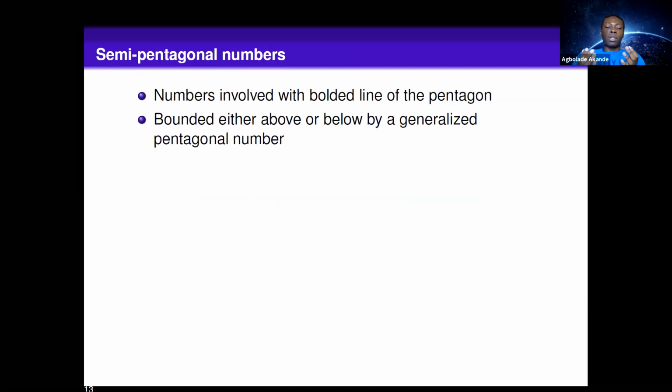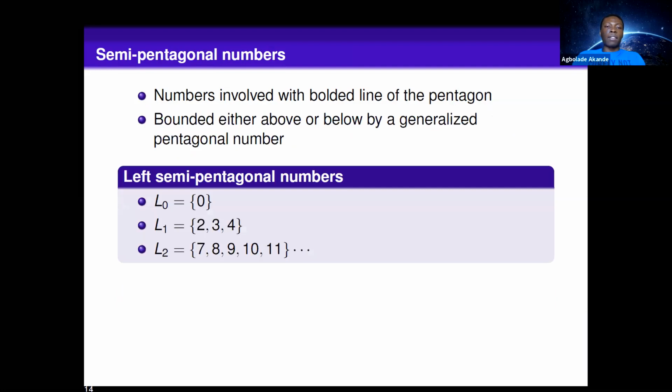So I'm gonna separate this into two different parts. The first part is the left semi-pentagonal numbers, which is bounded on the left by a pentagonal number with non-positive index, for example 0, 2, and 7, and is usually bounded by the next pentagonal number.